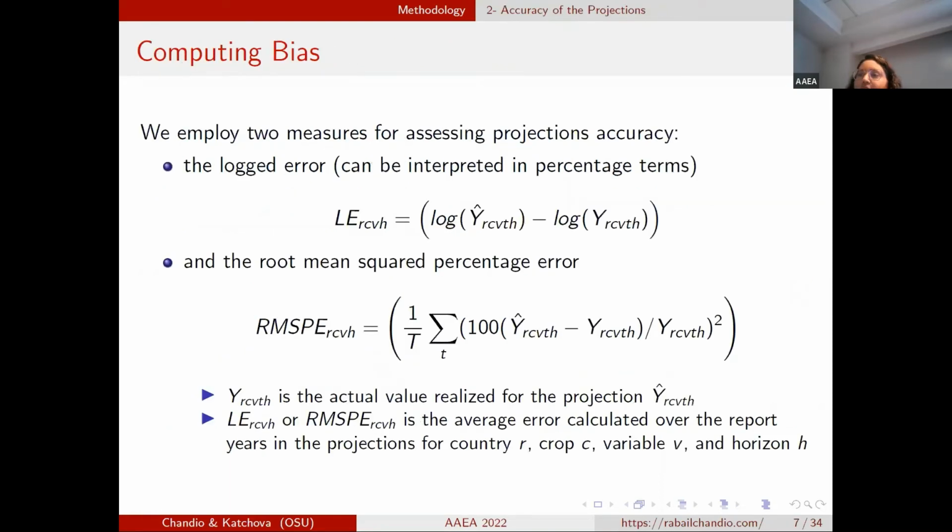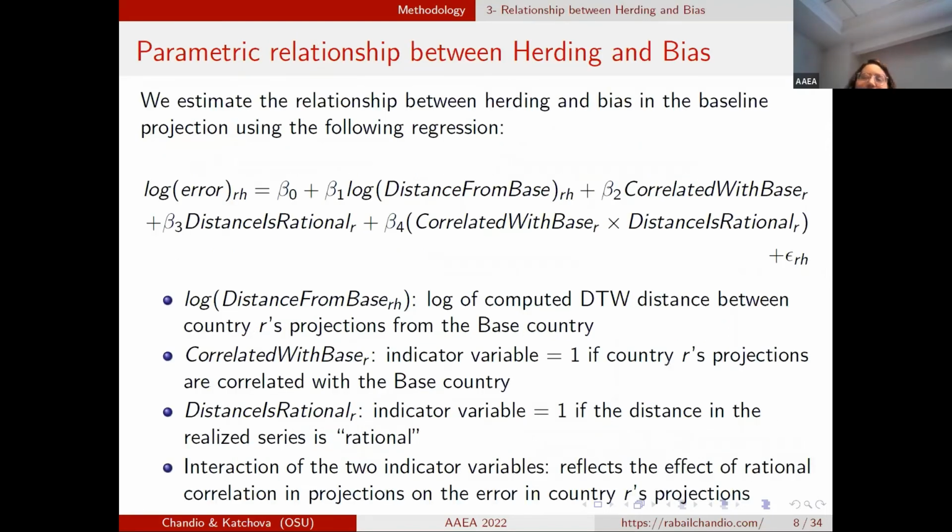Now, for bias, I want to relate the herding to a potential source of bias. How do I measure bias? The two measures that I use are the root mean squared percentage error and the log error. Both of these can technically be interpreted as the same percentage error, but we use both of them to see what happens. Now, the third step would be to parametrically check the relationship between herding and bias. For that, we use this regression form. On the left-hand side, we have the log error that comes from the previous slide. On the right-hand side, the first variable is the DTW, dynamic time warping algorithm distance, calculated.